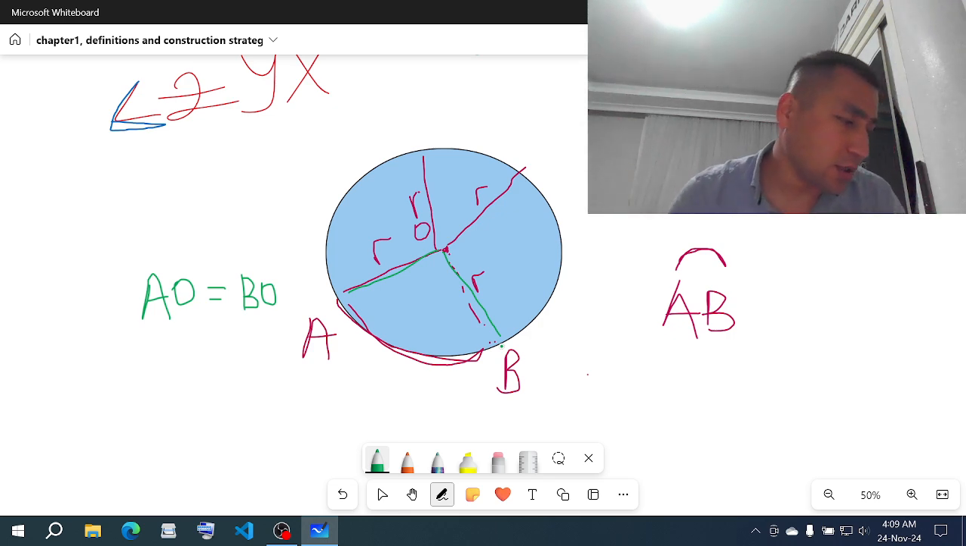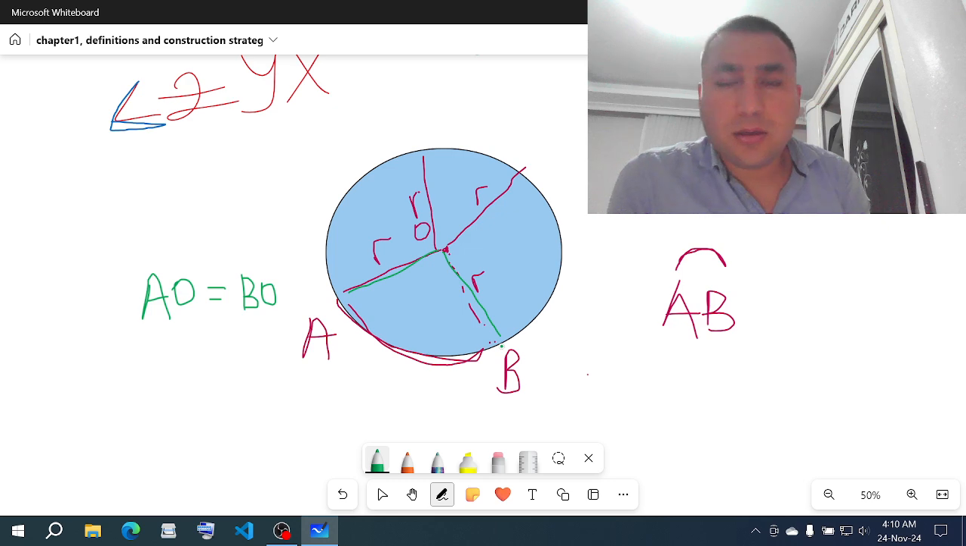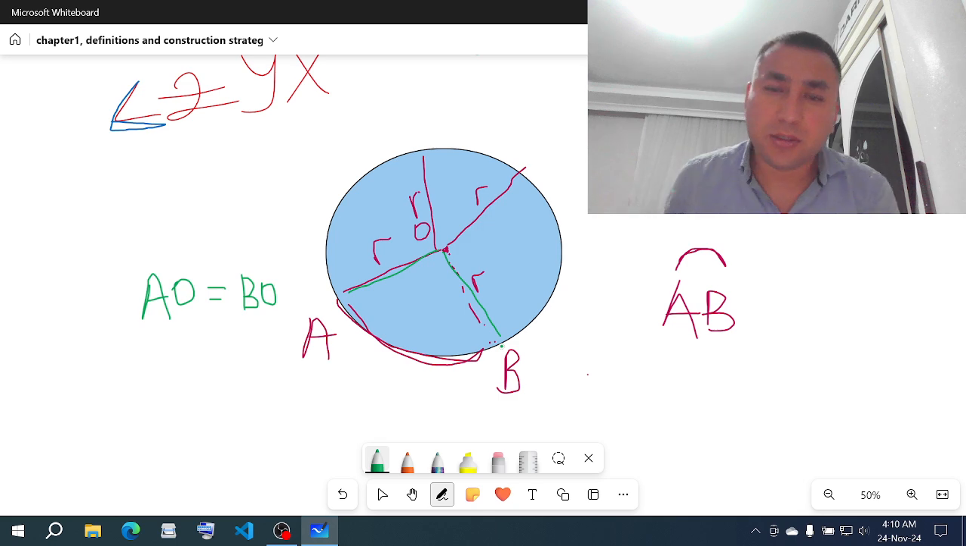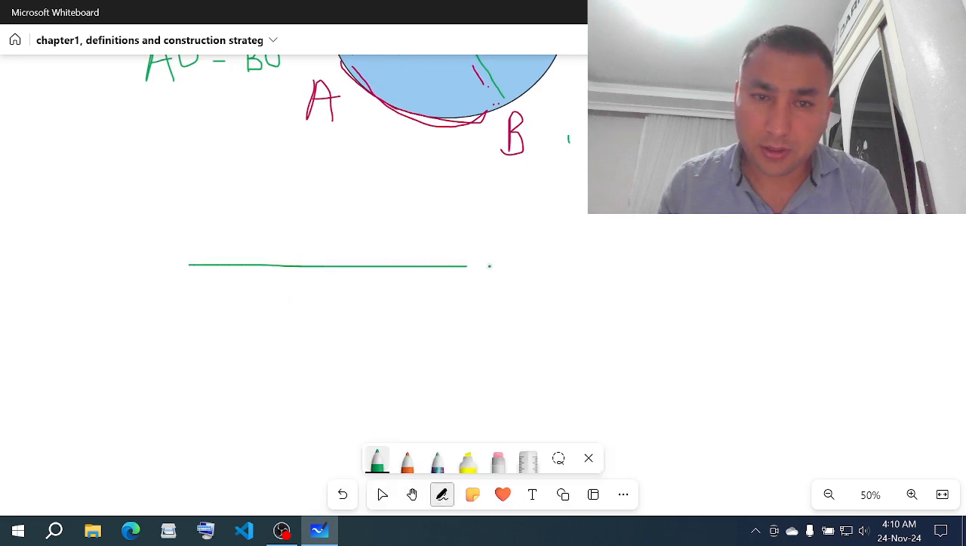Okay, so what's the difference between a line and a segment? A line goes forever, but a segment is, so let's move on. So let's say a line is something like this. It goes forever to each side. Okay, so this is a line.